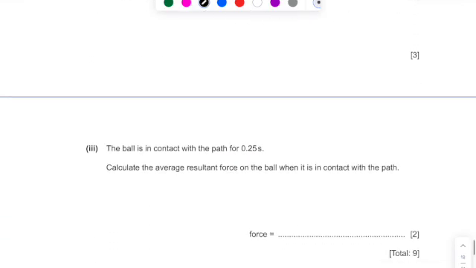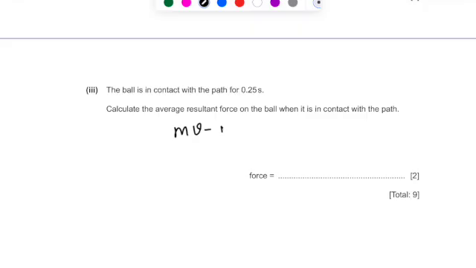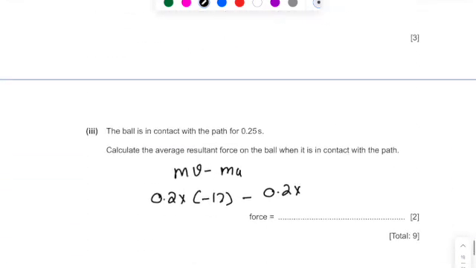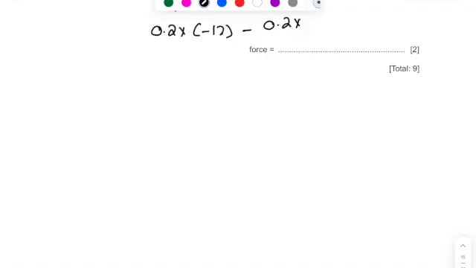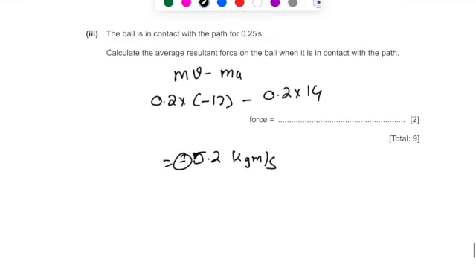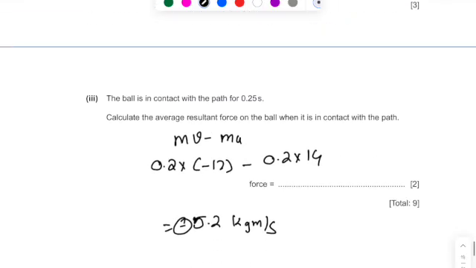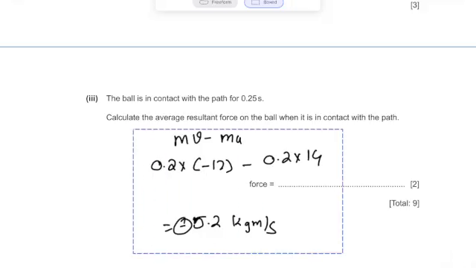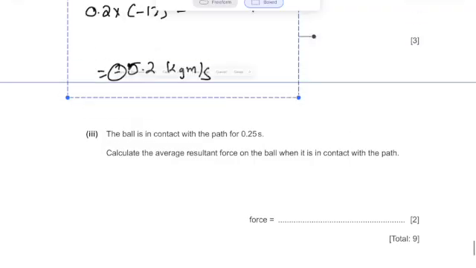Show that the change in the momentum of the ball when it bounces off the path is 5.2 kg meter per second. So mv minus mu: 0.2 times minus 12, then minus 0.2 times 14. So which is going to be minus 5.2 kg meter per second. No need to write the symbols, so just minus 5.2. We can write it as just 5.2 over there. So I copied down the answer over there.